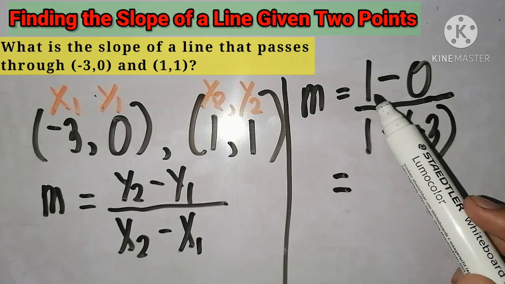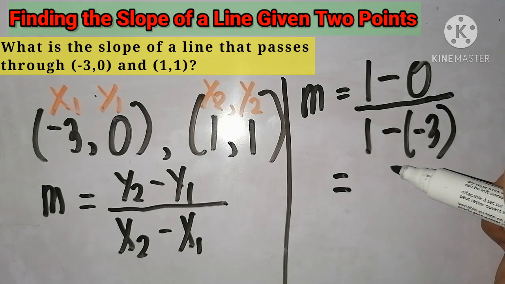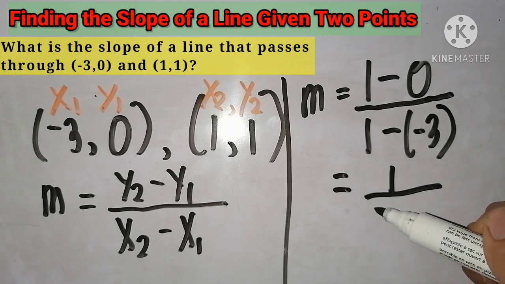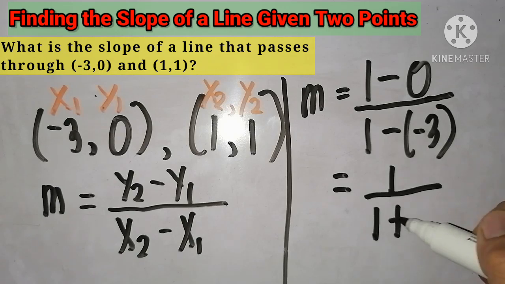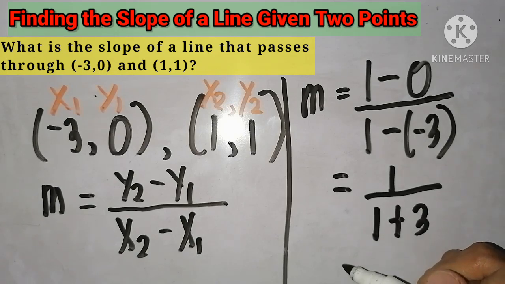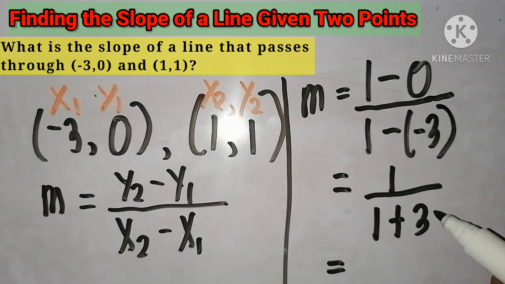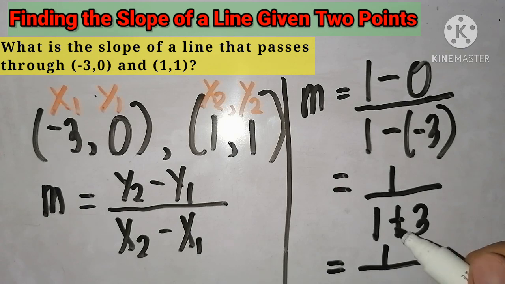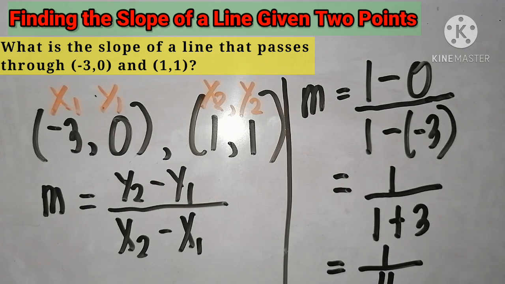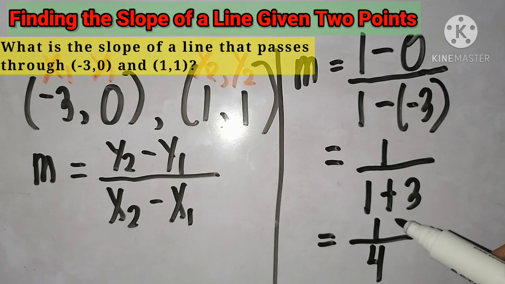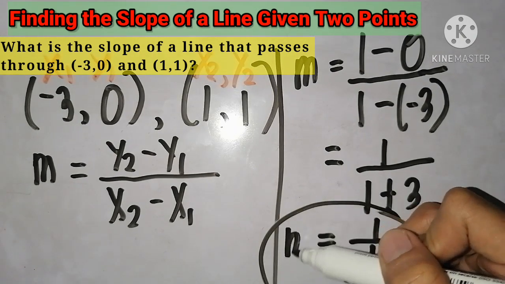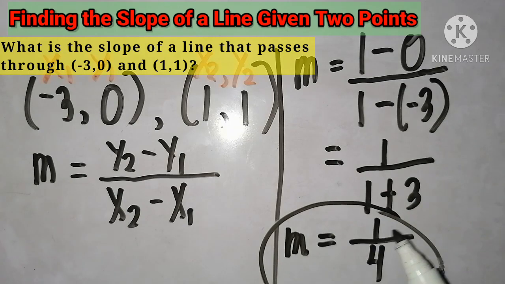So simplify: y minus 0 is equivalent to 1 over, you copy 1, negative 1 times negative 3, that is positive 3. So we have to add in the denominator. So we have 1 over 1 plus 3, 4. So therefore, the slope is equivalent to 1 over 4, or m is equivalent to 1 over 4. The rise is 1 and the run is 4.